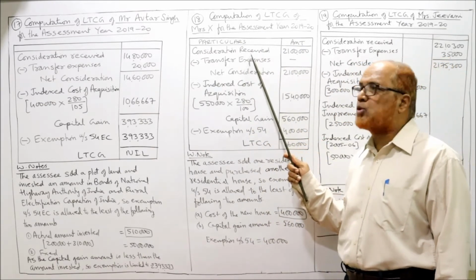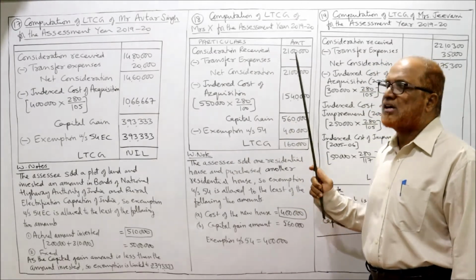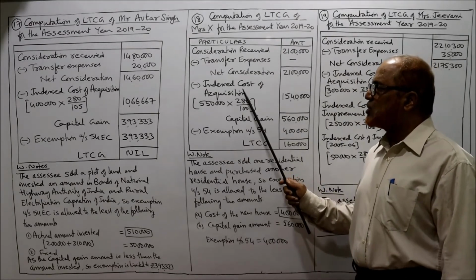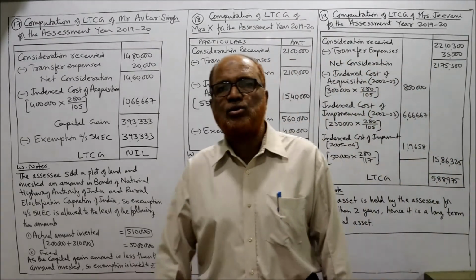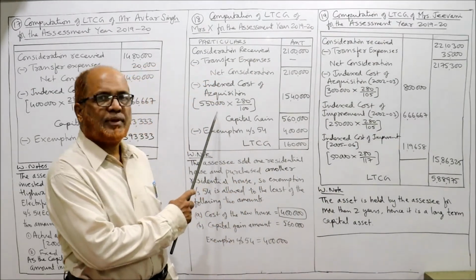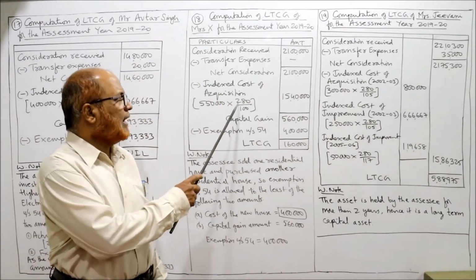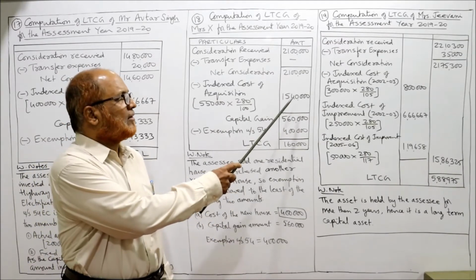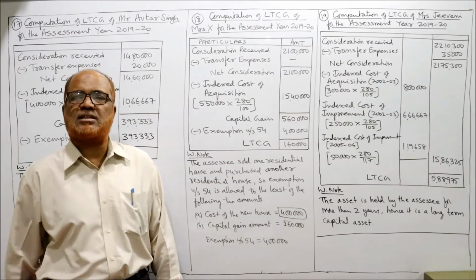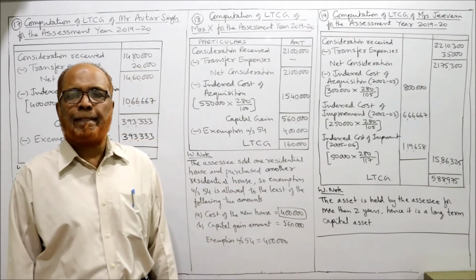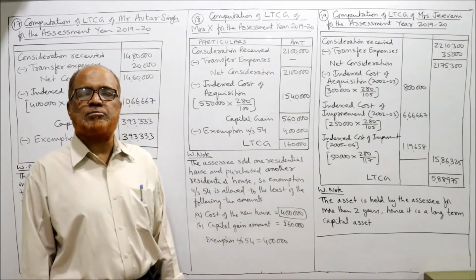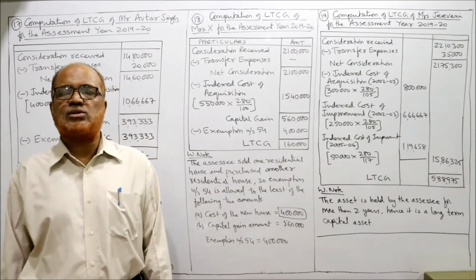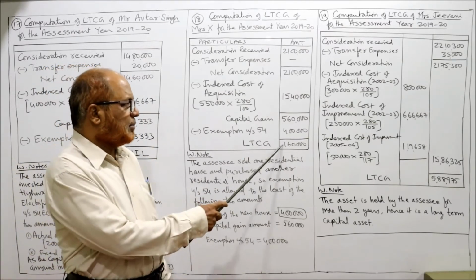Consideration received, sale proceeds, is 21 lakh. Transfer fees are not given in the problem. So net consideration we got is 21 lakh. Indexed cost of acquisition: she purchased the house for rupees 5,50,000. 5,50,000 into 280 by 100 is 15,40,000. So indexed cost of acquisition is 15,40,000. Subtract it, and you get 5,60,000 as the capital gain. From this capital gain, we subtract exemption under section 54. 4 lakh rupees exemption. So 1,60,000 is the LTCG, long-term capital gain.